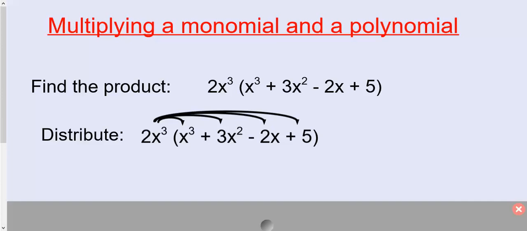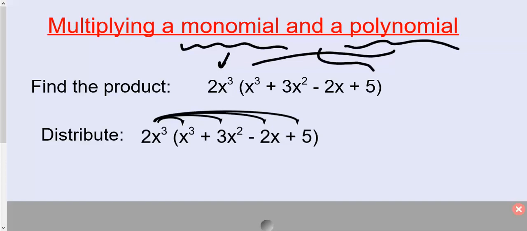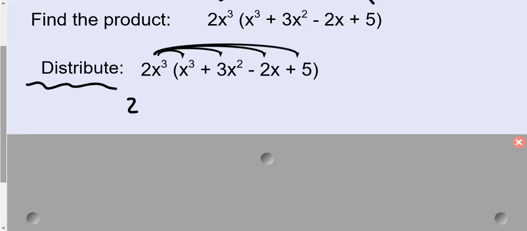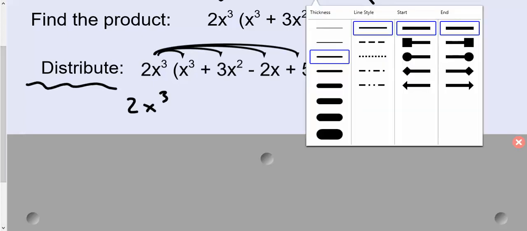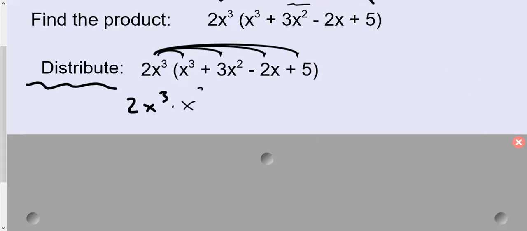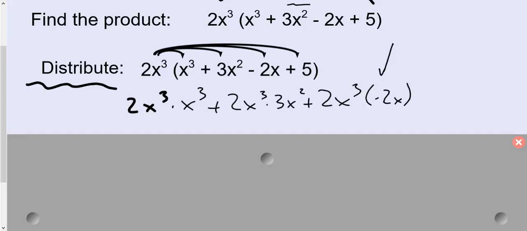The first skill is multiplying a monomial and a polynomial. So this is a monomial right here, and this is our polynomial right here. To do this, we're going to be using the distributive property. So what I'm going to do is take 2x cubed and multiply by x cubed. Then I'm going to take 2x cubed multiplied by 3x squared. Then 2x cubed multiplied by negative 2x. Notice I use parentheses here because of that negative sign. And then 2x cubed times 5.